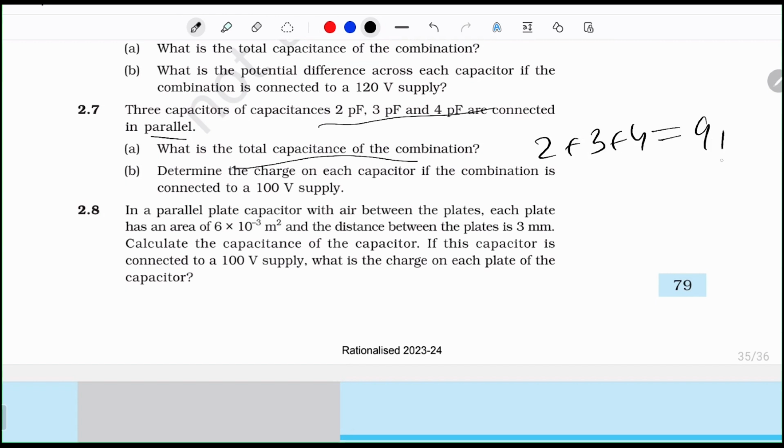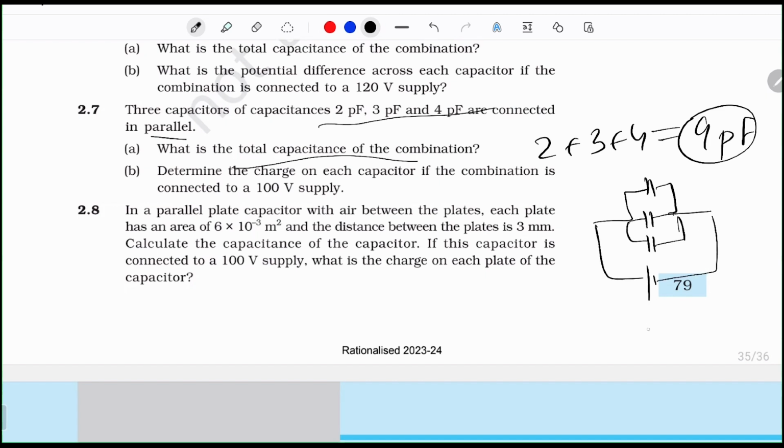That's 9 picofarads. The second question is to determine the charge on each capacitor if the combination is connected to a 100 volt supply. So you have parallel capacitors like this, all connected to a 100 volt supply. So the potential difference across all the capacitors is 100 volts.